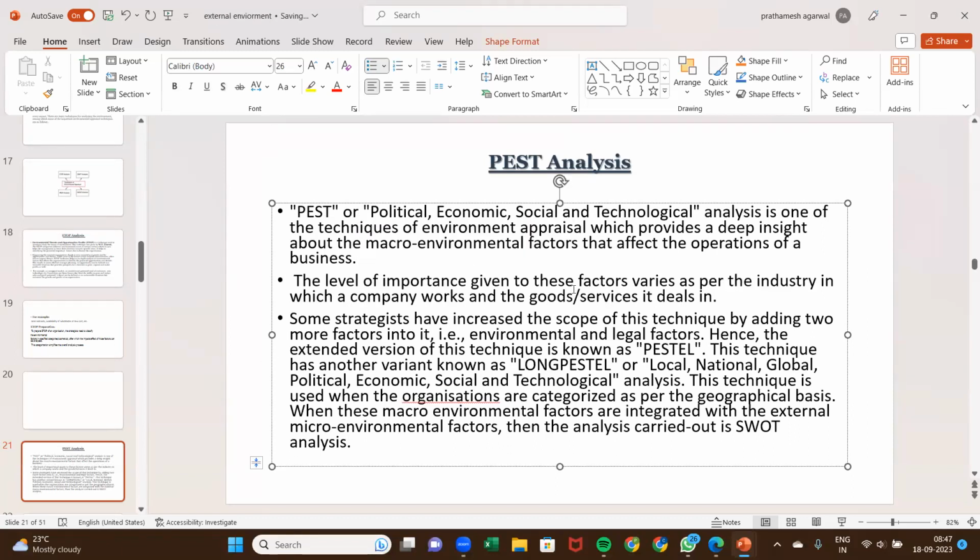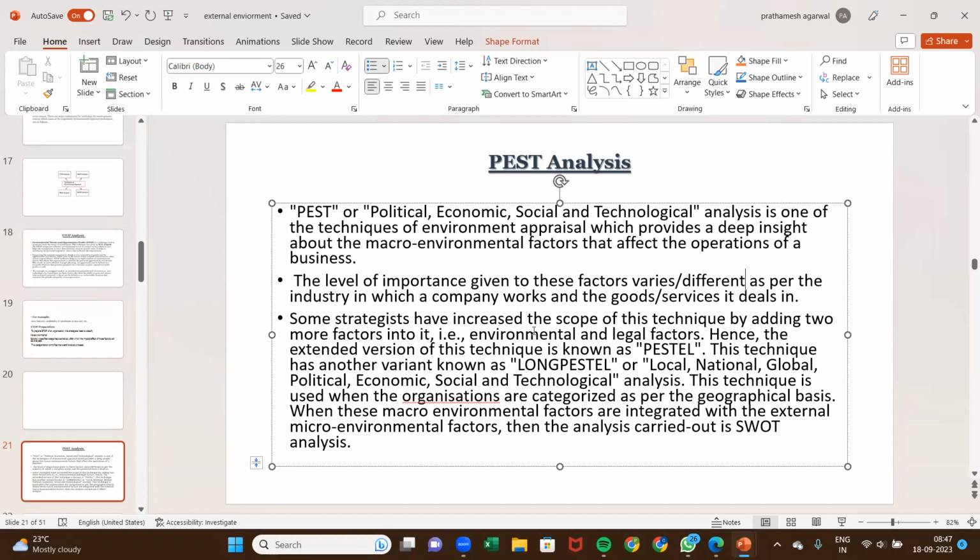The level of importance given to factors varies. Varies means it is different as per the industry, because industries are of different types. As per the industry in which a company works and the goods and services it deals with.